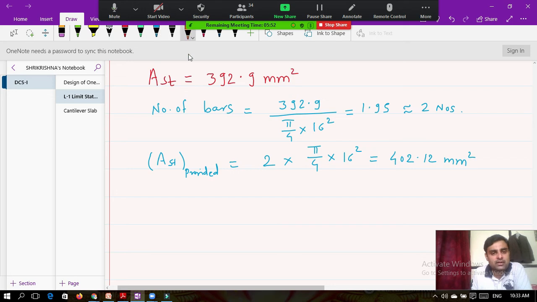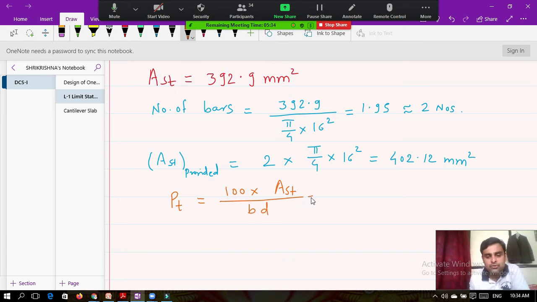Percentage of steel we can calculate, PT. It is 100 into AST, that is, you should take AST provided, whatever you are going to provide. 100 AST upon BD. So here if you put the value, 100 into AST, area of steel, it is 402.12, and whole divided by B into D. The value of B is 250, that is our width, and our effective depth is 602. So from this you will get the percentage of steel. Let me know the value.